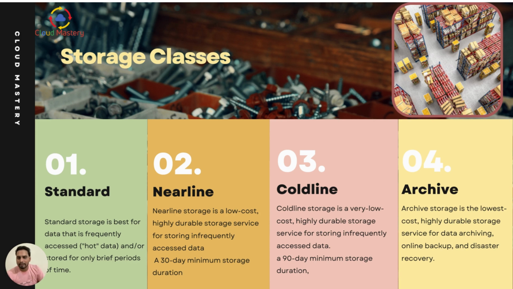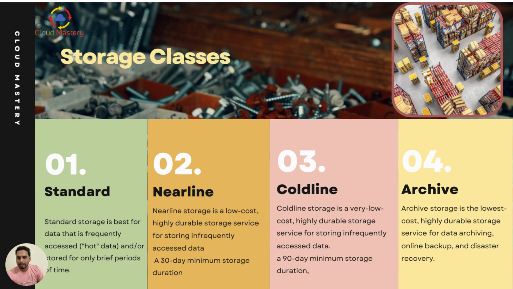We have four storage classes: standard storage class, nearline storage class, coldline storage class, and archival storage class. Standard storage class is best when you have recent, frequently accessed data. So when you want to create a storage bucket and you want to frequently access that data, you better keep that data in a standard storage class.